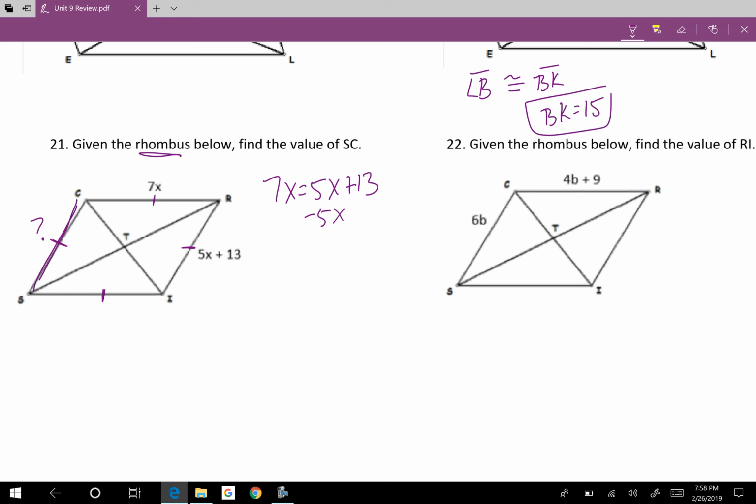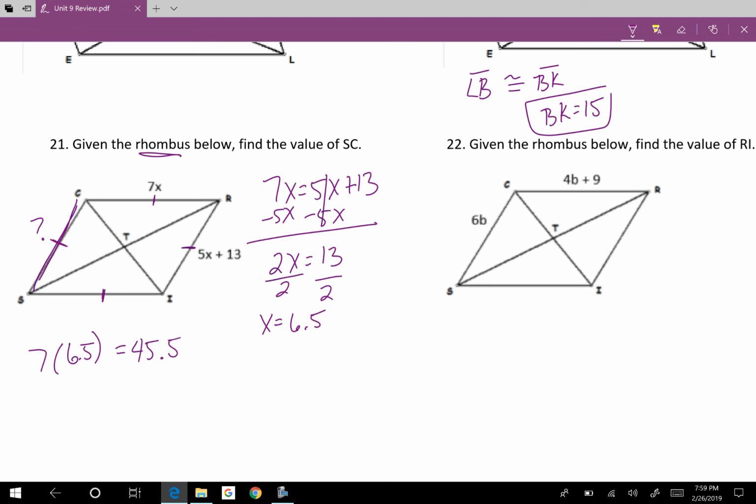So take away 5x. So we get 2x is equal to 13. Divide by 2 on both sides. And so you get x is 6.5. And now all we have to do is plug in. So we'll do 7 times 6.5, which gives you 45.5. So SC is 45.5.